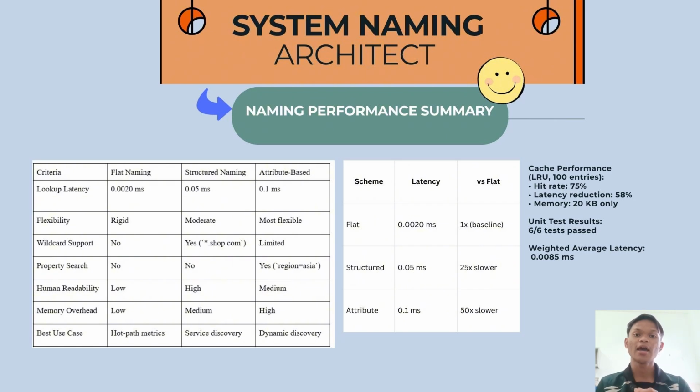Based on our plots, 80% of requests use flat naming, 15% use structured, and 5% use attribute. This gives us a weighted average latency of only 0.0085 millisecond. Our cache achieved a 75% hit rate with only 20 kilobytes of memory. All 6 unit tests pass, confirming our naming service worked correctly.